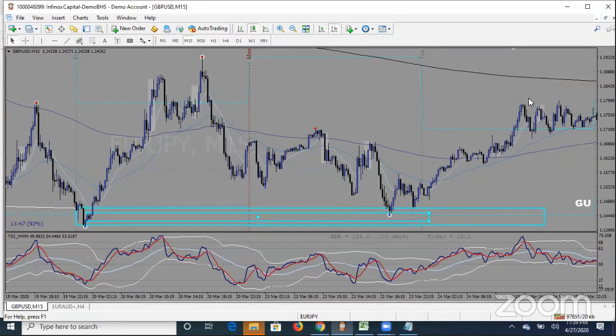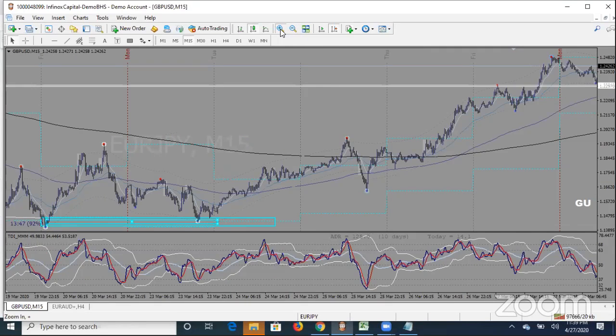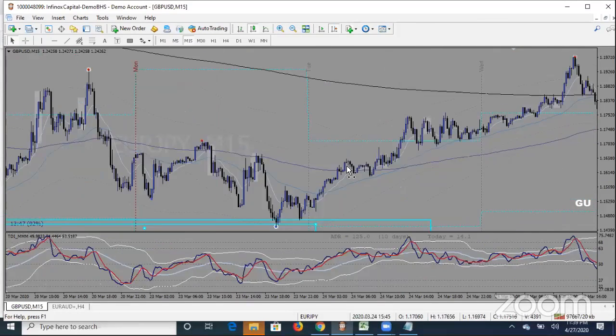I don't know why price has to test the zone again. What we do is simply look for patterns in the market that repeat themselves, and we try to maximize that opportunity that the market is giving us. That's what we try to do. Why it does it, sincerely, I don't know.